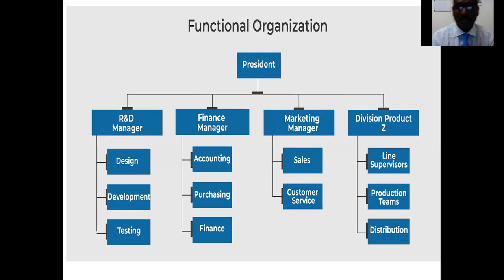Now we see a functional department chart. Here we see the president. The term president is usually American, so in British usage they use manager or general manager, something like that. Under the president, they will have a manager for R&D, that is research and development, then a finance manager, a marketing manager, and a division for product, something like the production department. We can see under R&D: design, development, and testing.